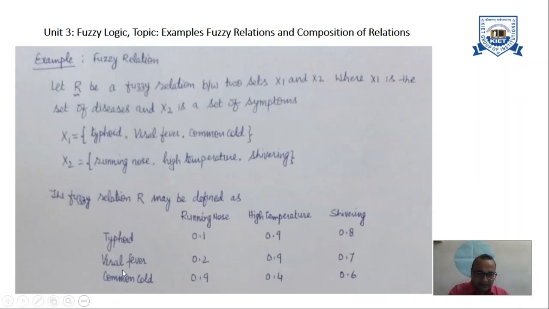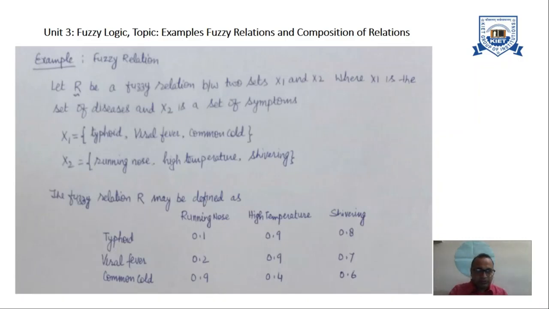In the case of viral fever, we are making a membership value of 0.2 with the running nose, 0.9 with the high temperature, and 0.7 with the shivering condition. For the common cold disease, the symptom of running nose is 0.9, 0.4 with high temperature, and 0.6 with shivering. So it's a very beautiful example which depicts the real-time scenario of establishing a fuzzy relationship between two different fuzzy universes of discourse, right?